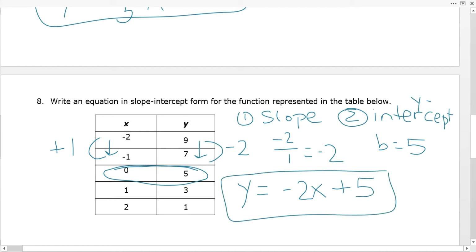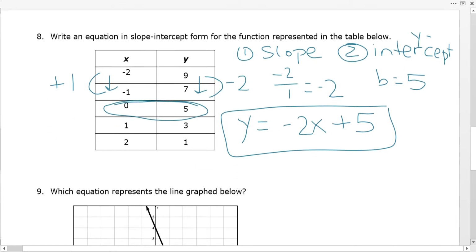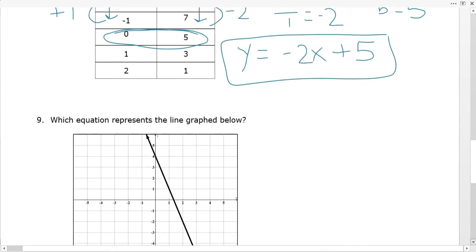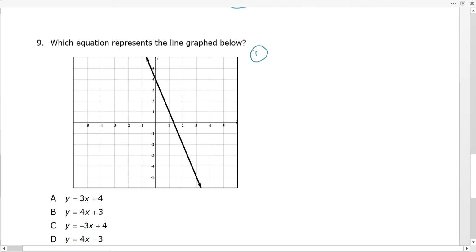So there's always two things you need to find, the slope and the y-intercept. Most of these are going to make it easy for you to find the y-intercept. We'll get to ones where it's harder later. So let's go down to the graph. First thing we need to do is find the slope. Second thing we do is find the y-intercept.